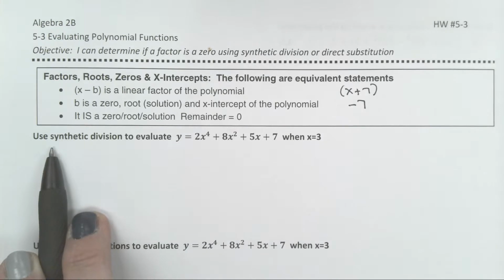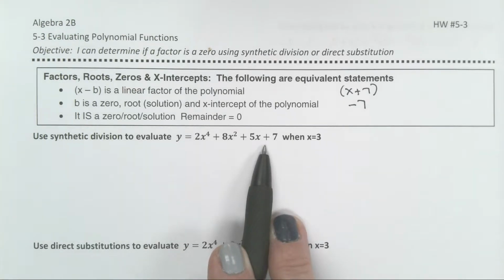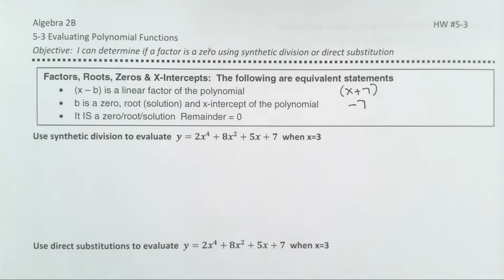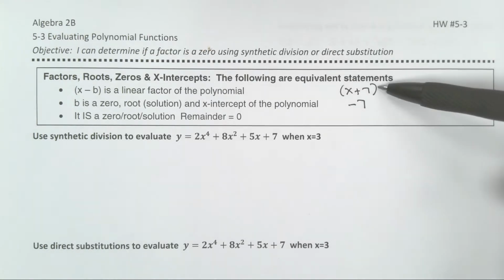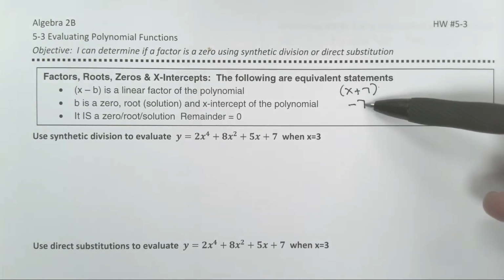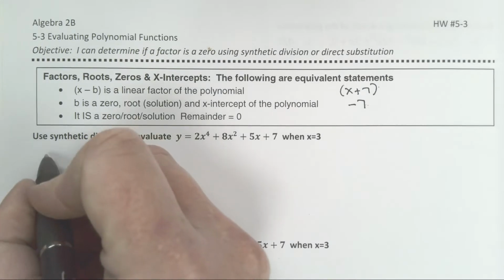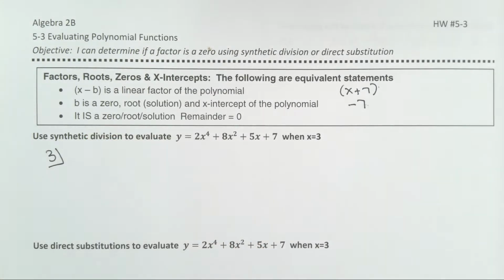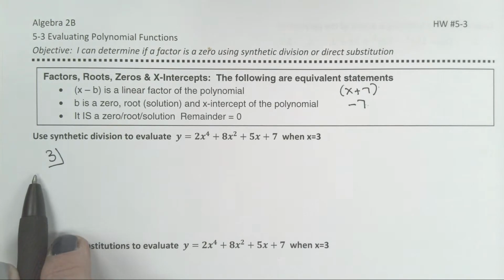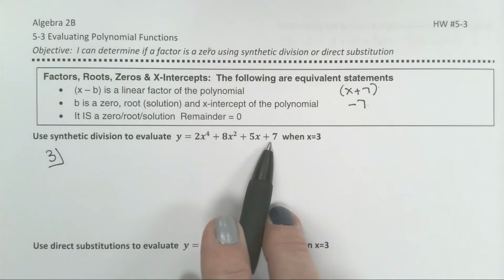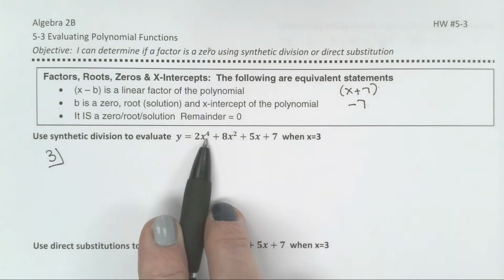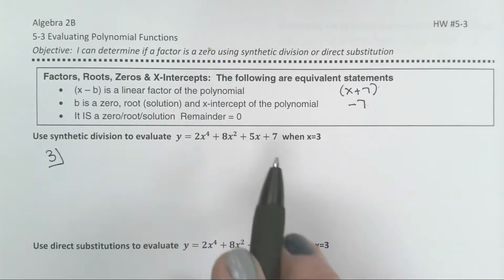So we want to evaluate this function when x equals 3. So remember, when it gave it to you as a linear, you had to change the sign. But this one is giving me the solution to check. So I'm going to set it up as normal. So the 3 goes in my half box over here. You have to look and make sure that you don't need any filler zeros.